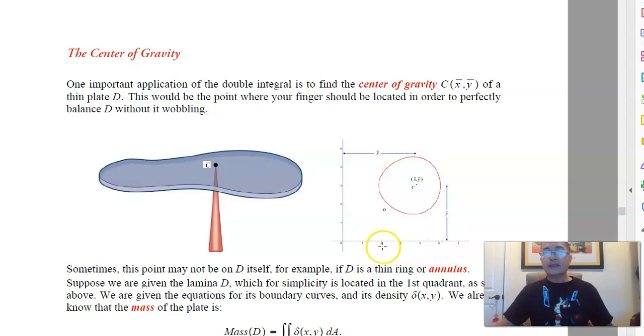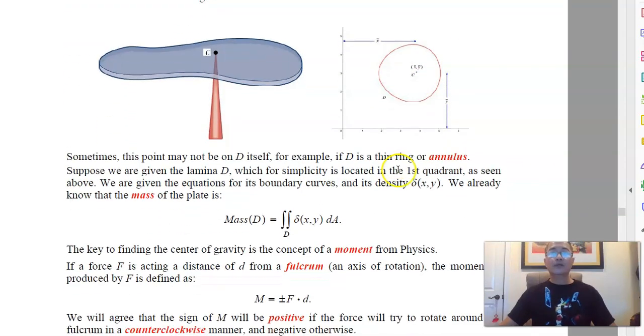With respect to the x-axis, the distance from my finger to the x-axis is y bar, the y-coordinate of the centroid. I'm sorry, I said centroid. We use the word centroid when the plate has uniform density, but in general, we call it the center of gravity. How far is my finger from the y-axis? That's the x-coordinate, so that is x bar.